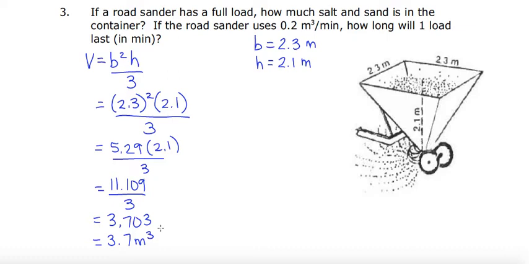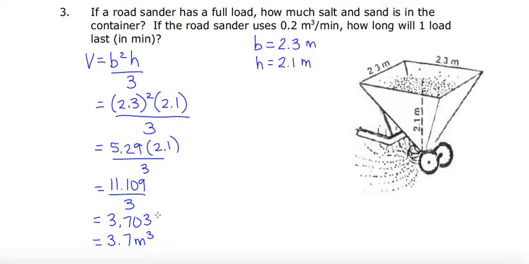So if we look at our question, it asks us how much salt and sand is in the container. So we have 3.7 meters cubed of salt and sand mixture. So that's the first question we were asked to find. So the next thing that we want to figure out is if the road sander uses 0.2 meters cubed per minute, how long will one load last in minutes?